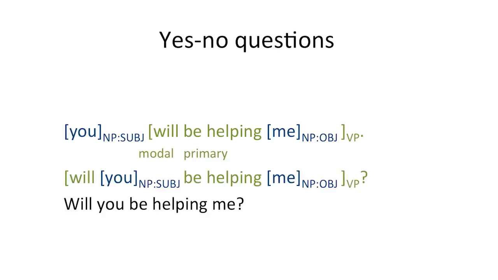If there is a modal auxiliary in the verb group, then because modal auxiliaries always come first in the verb group, it's the modal that moves to the front. So from you will be helping me, where there's a modal auxiliary will and a primary auxiliary be, the one that moves is the modal auxiliary will, and we get will you be helping me. We can't move the auxiliary be because be you will helping me is not a grammatical sentence either. So it's always the first auxiliary that moves, no matter which auxiliary that is or how many auxiliaries there are altogether.